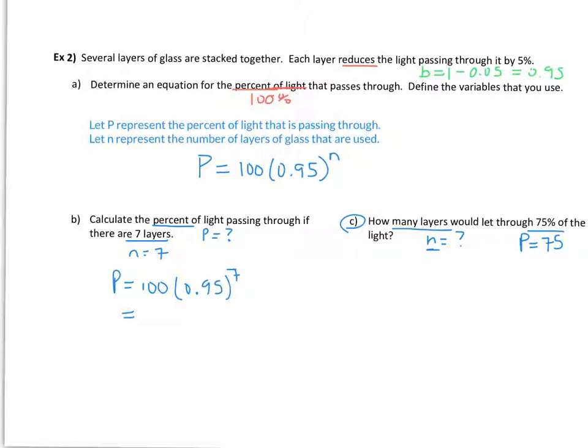Okay, I put that into my calculator and I got approximately 69.8%, so almost 70% of the light was still passing through with 7 layers of glass.